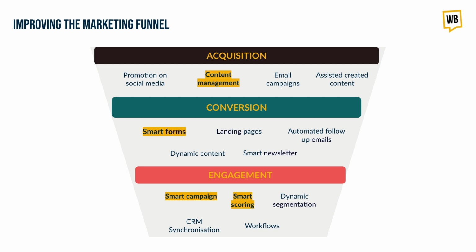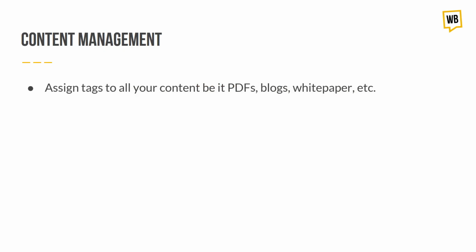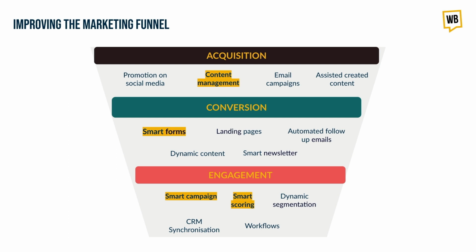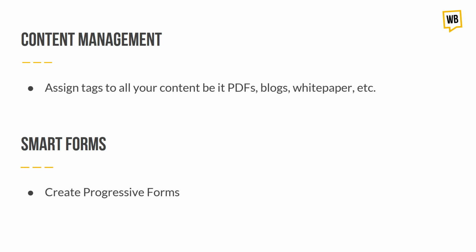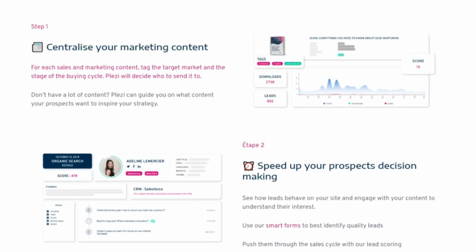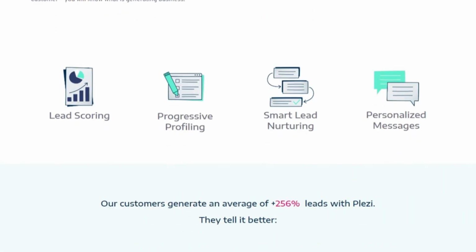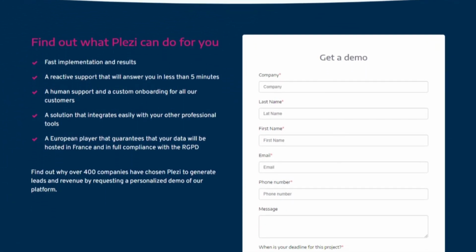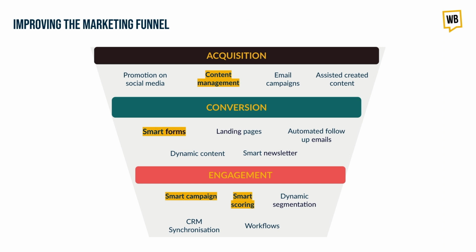My favorite features, to be honest, are content management. You can tag everything in one place, and all your blog posts, let's say PDFs, lead magnets, you can add them in Plezi, tag them and use them for the right channel. I also really like the smart forms because they're really good and easy to create. You can create progressive forms in it. And finally, smart campaigns and the smart scoring work really well. I'm going to cover that in detail in this video and in the following videos.